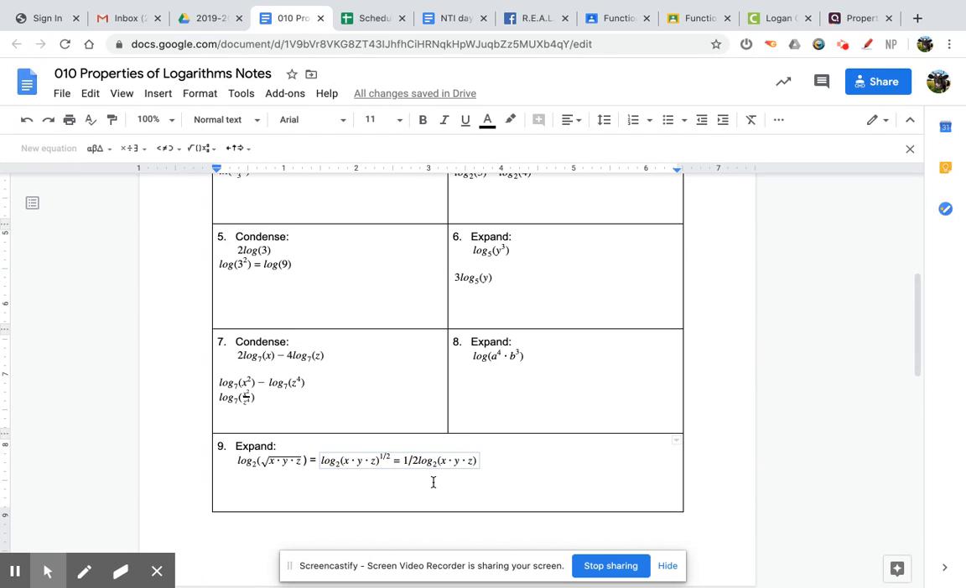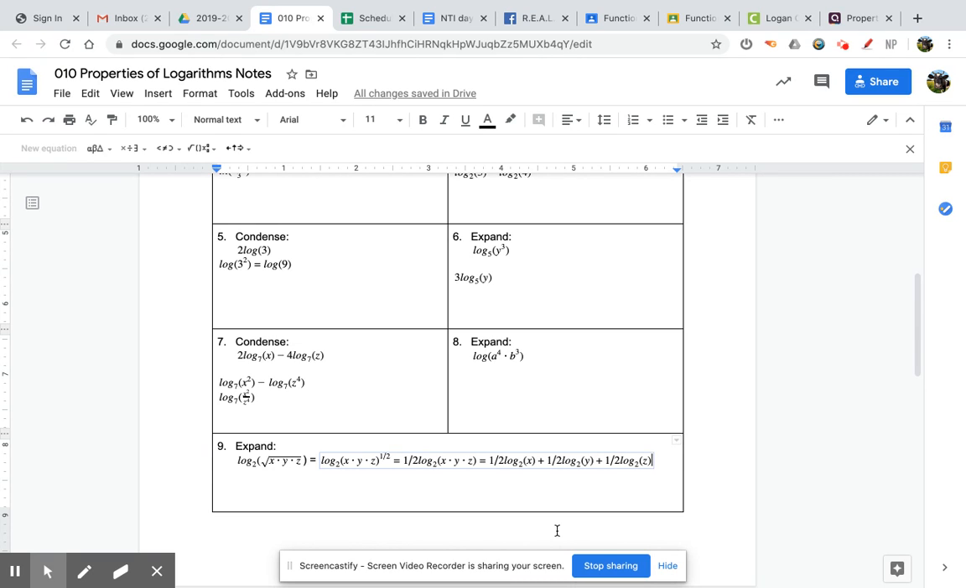My very last step is I'm told to expand this thing. Well, expand means break it apart. Well, I see multiplication symbols here. What does multiplication pair up with? Well, it pairs up with addition. So here's the only difference in number 9. That little 1/2, when I expand this, is going to get written each time. So what I actually have here is 1/2 log base 2 of x plus 1/2 log base 2 of y plus 1/2 log base 2 of z. So I just took those rules step by step.